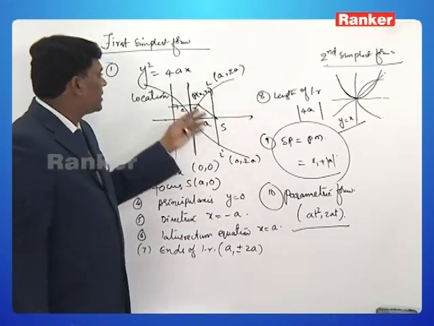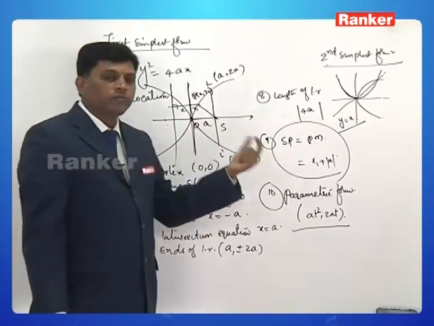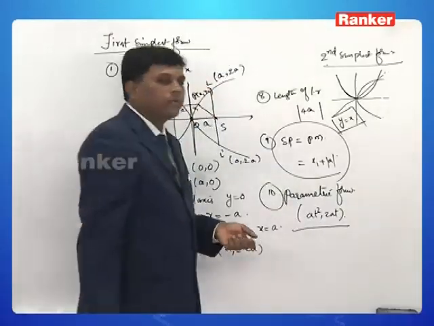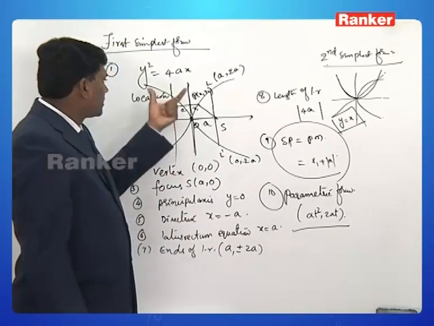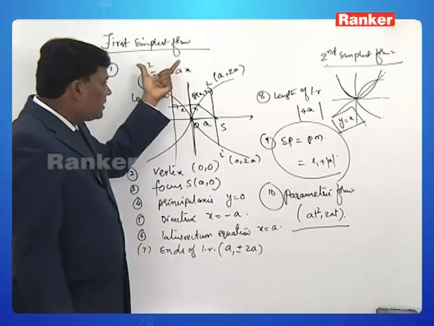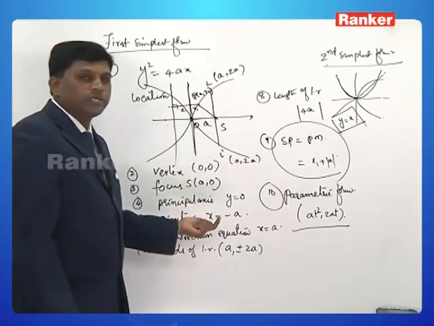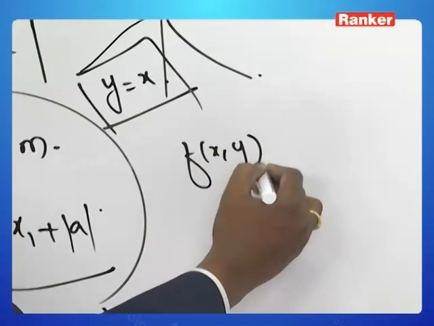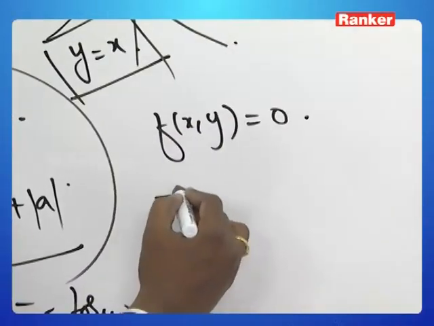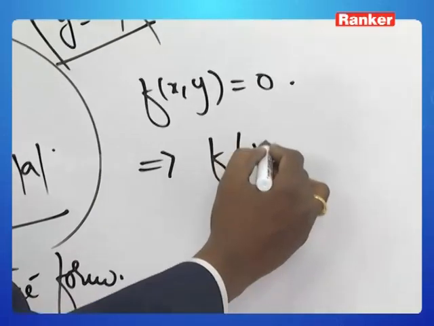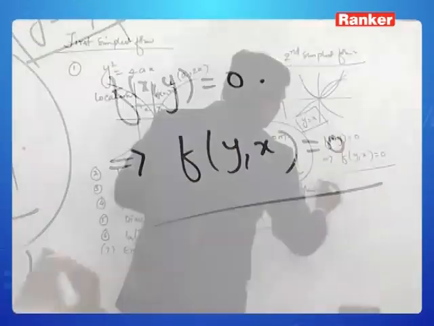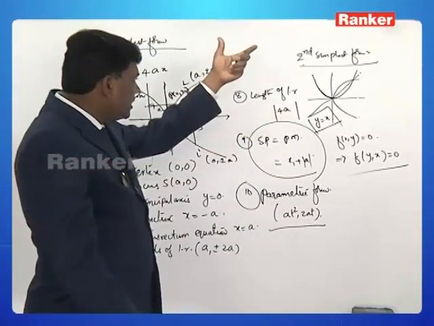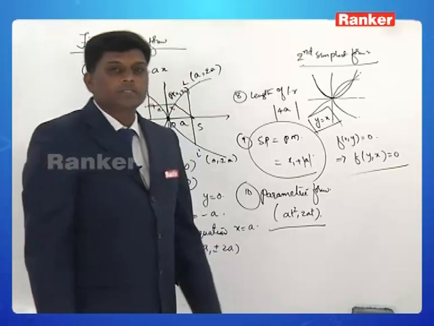That is why we get all these properties in a very comfortable way by taking the image with respect to this line y equal to x. Here, if we want any property related to the equation, any equation f of x comma y equals 0 can be modified as f of y comma x. Simply interchanging x and y, we are getting any equation for this second simplest form.